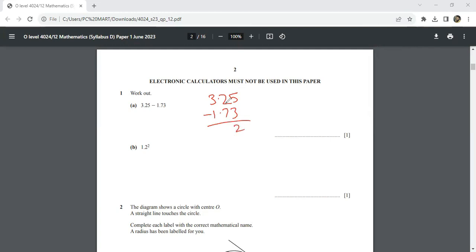5 minus 3 is 2. Again, 2 is smaller than 7, so we have to borrow the number. This will become 2, this will become 12. 12 minus 7 is 5. And 2 minus 1 is 1. So the answer is 1.52. Next question.